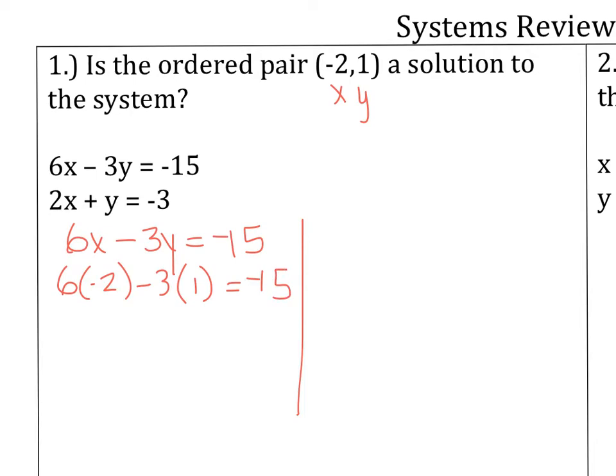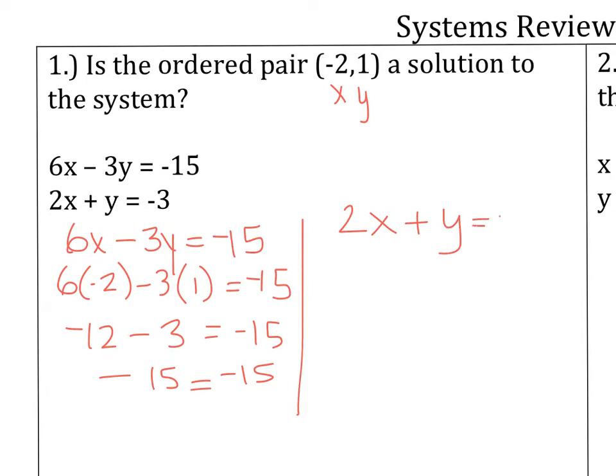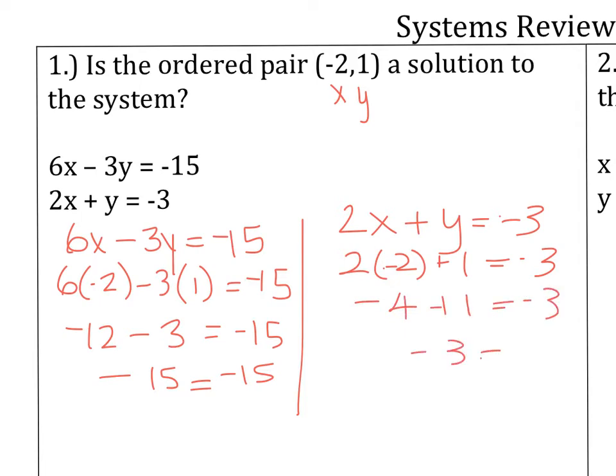So 6 times -2 is -12. -3 times 1 is -3. So -15 equals -15. So far, so good. Now I'm going to take the other equation, and I'm going to plug in -2 for x and 1 for y and see if it works. So this is going to give me -4 plus 1, and that equals -3. So it works. So the answer to this is yes.